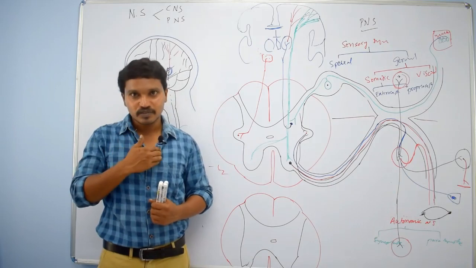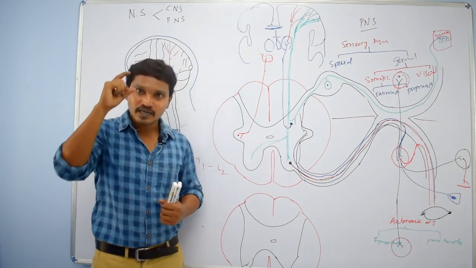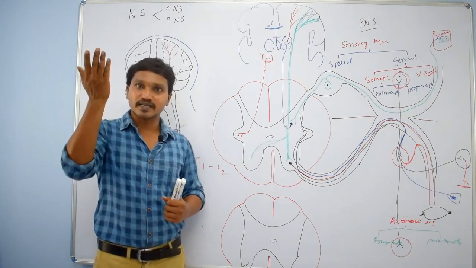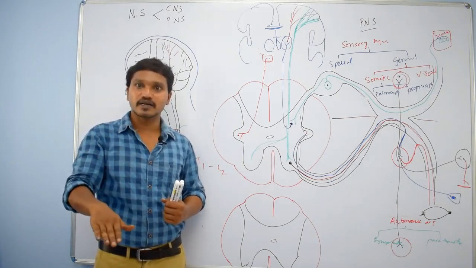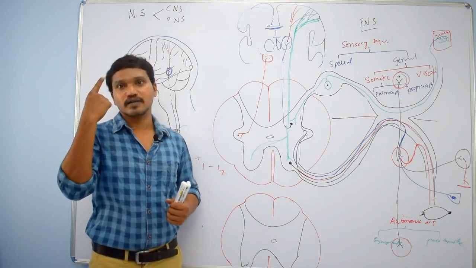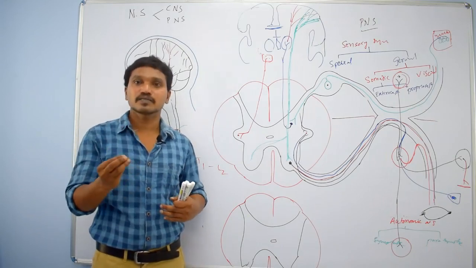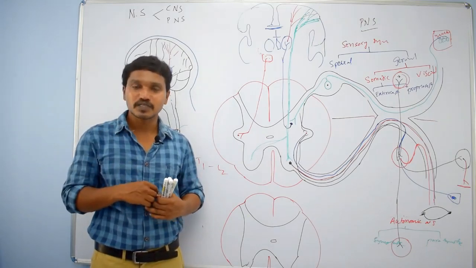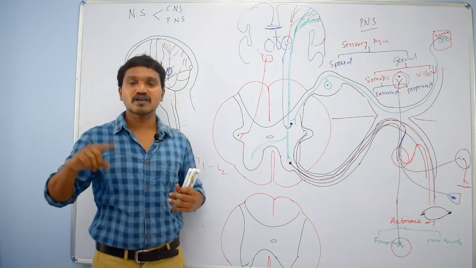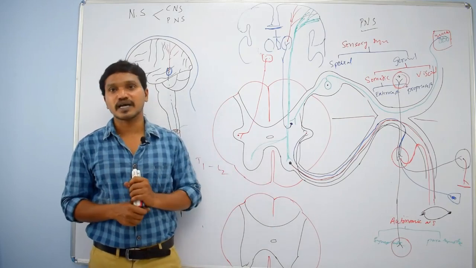Then coming down, the heart rate will increase, because the heart is supplied by both sympathetic and parasympathetic. Sympathetic is cardioacceleratory, parasympathetic is cardioinhibitory, right? When your heart rate is increased, automatically your blood pressure will increase, right? Then further down, all the sphincters will be closed, and your muscle tissues will be ready for either fight or flight, right? This is the situation when the sympathetic nervous system is activated.